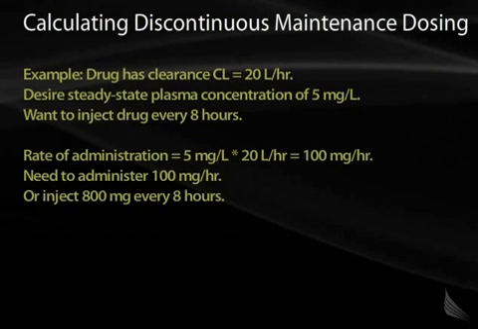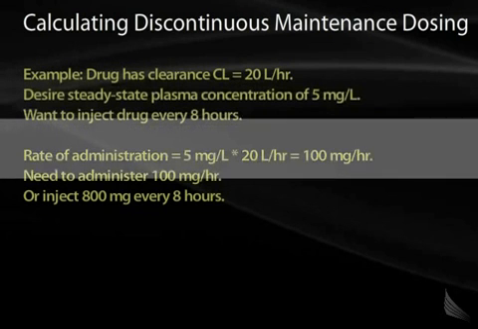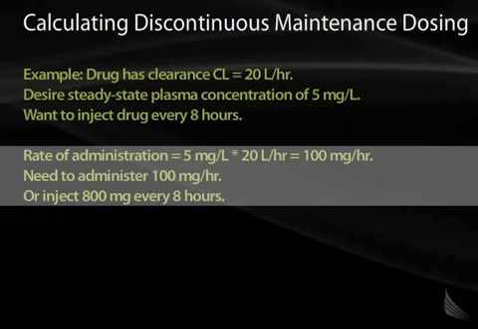It is more difficult to calculate discontinuous maintenance dosing. Here we have the same medication with a clearance of 20 liters per hour, and we're desiring a plasma concentration of 5 milligrams per liter. But we only want to inject the drug every 8 hours. We don't want to give it constantly. Again, the rate of administration is equal to 100 milligrams per hour. In order to figure out how much we should give every 8 hours, we simply multiply this by 8. So 100 times 8 is equal to 800. And this will last the patient for 8 hours.